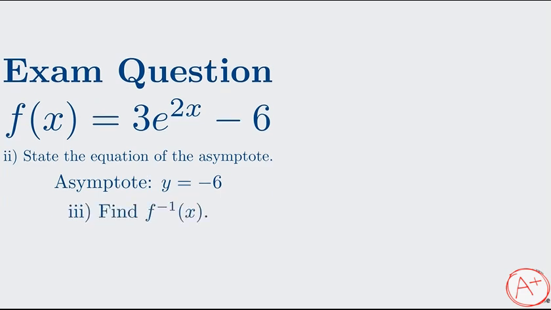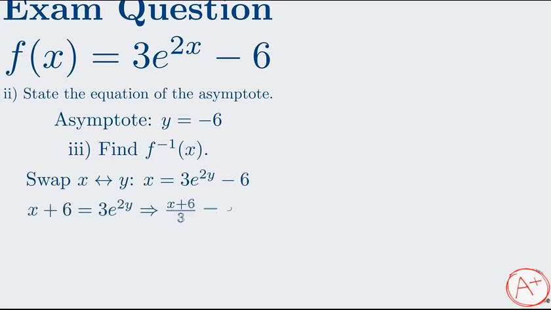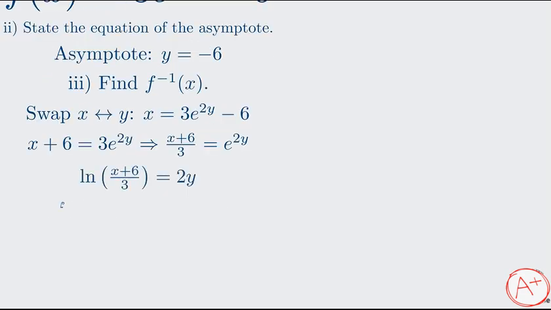Find the expression for the inverse function f inverse of x. To find the inverse, we swap x and y, then rearrange for y. First, we add 6, then divide by 3. To get y out of the exponent, we take the natural log of the whole left side. Finally, we divide by 2.